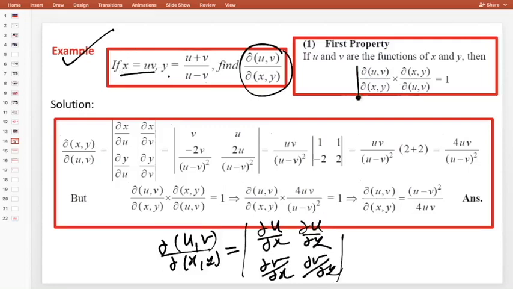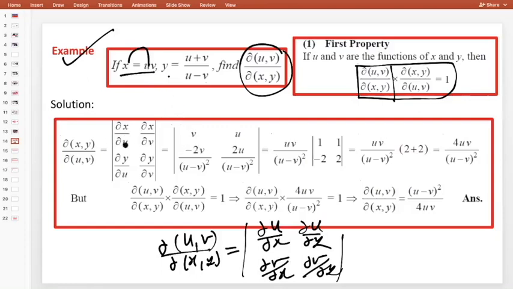So we can use this result. This result says what? Del uv upon del xy is the reverse of del xy upon del uv. So we have to find out this first value, right? And we can use this result, what? Del xy upon del uv, so del x upon del u, del x upon del v, del y upon del u, del y upon del v, right? We can calculate all these values. X with respect to v, it is very easy. With respect to u, it is very easy.